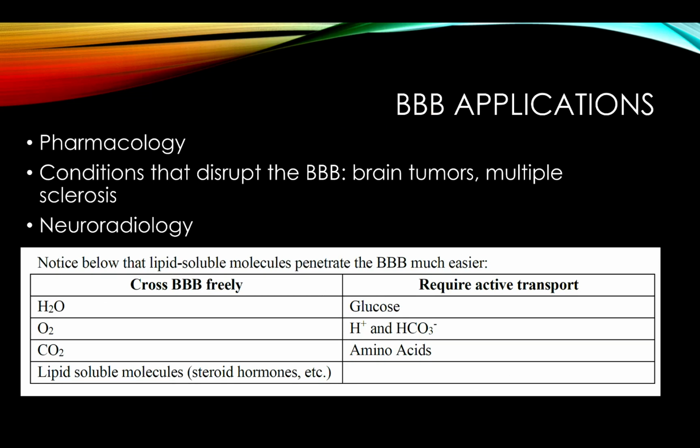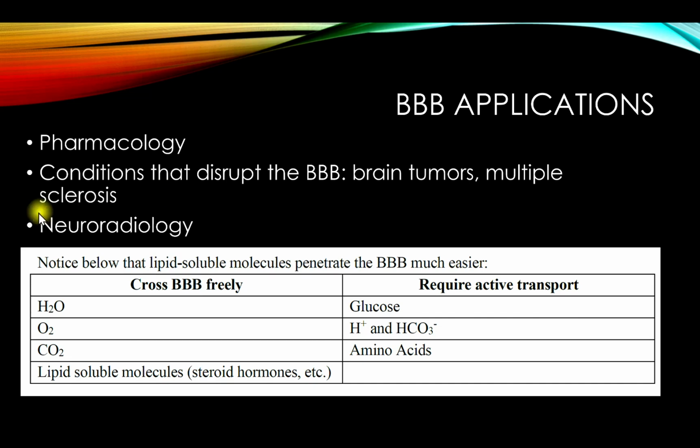So why is this important? Well, when we talk about giving medications that we want to treat something that's going on in the brain, you need to come up with something that can cross the blood-brain barrier. So when we talk about all of our medications and pharmacology, this will be important. We'll also discuss systems that destroy the blood-brain barrier, like a brain tumor or multiple sclerosis that kind of distort the blood-brain barrier. And that has some clinical applications.